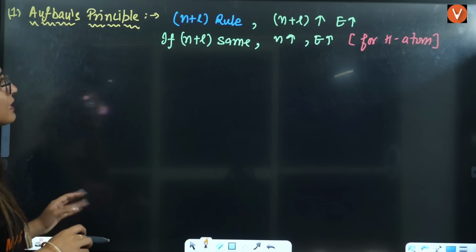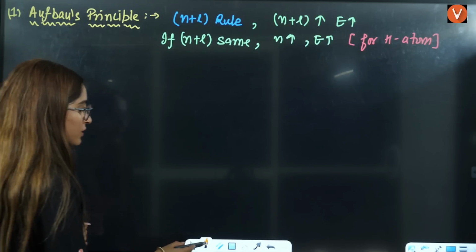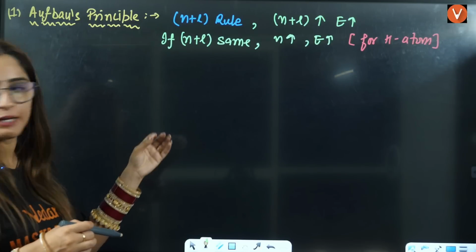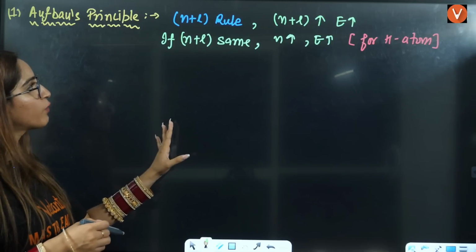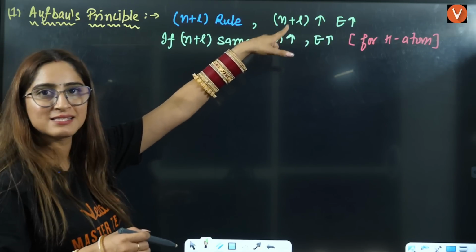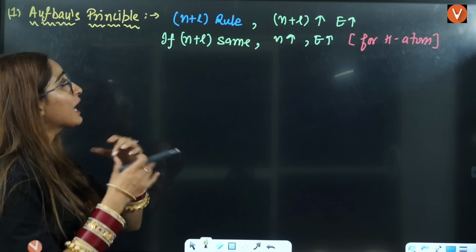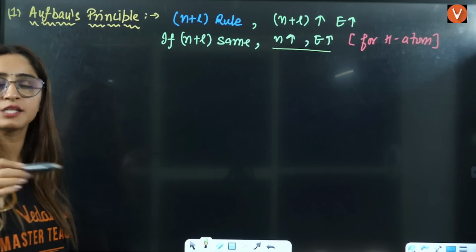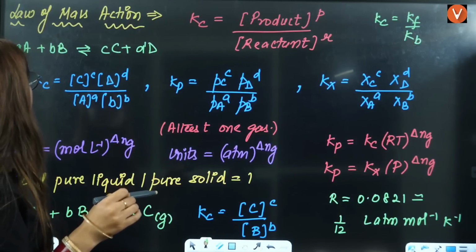Right? Okay. Next is Aufbau principle. For this also they ask you questions, that is, when you talk about the n plus L rule. Directly, what you can see: as n plus L increases, energy will increase. If n plus L is the same, then as n increases, energy will increase. From this also they ask you the questions.